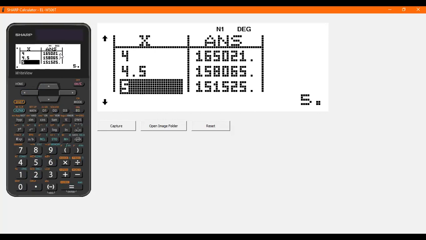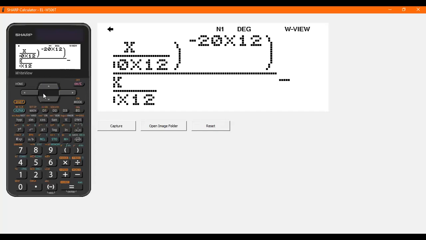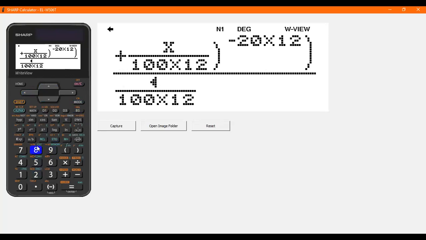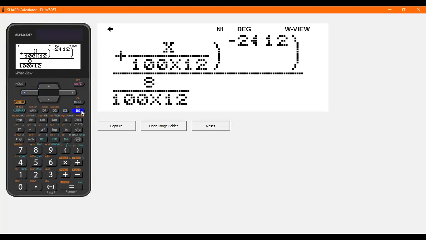Or you could even put it in as your number of years. So here I could put in, let's make my interest, let's call it 8%. And here we'll make it in X.